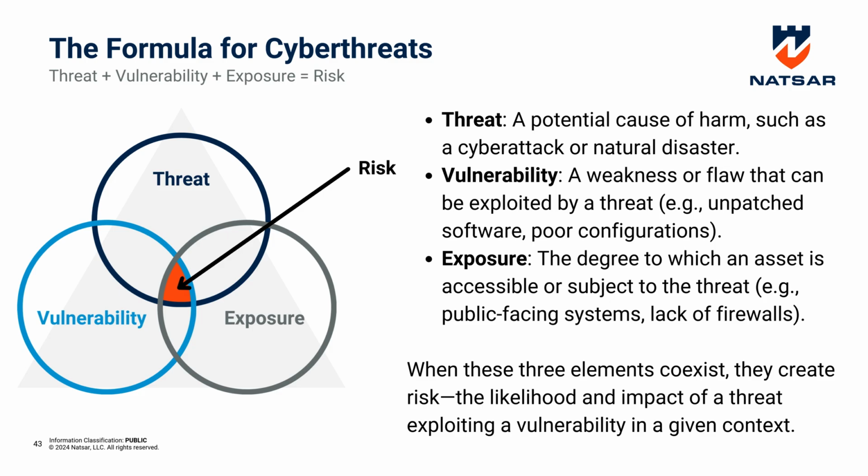So just purely for definitions here, I've got on the slide: a threat is a potential cause of harm, such as a cyber attack or natural disaster. Remember, even though we're talking about cyber threats, that could also be non-cyber attacks. So it could be power outages, it could be hurricanes or tornadoes or other natural disasters that all are risks to our organizations. A vulnerability, a weakness or flaw that can be exploited by a threat. Things like unpatched software or poor configurations, or in my previous example, a house poorly constructed in the middle of the forest. Exposure is the degree to which an asset is accessible or subject to the threat. So think about public-facing systems, lack of firewalls, so the car, whether it's in the garage or sitting outside. So this is how these three things, the threat, the vulnerability, and the exposure, all come together to give you the risk that you need to be concerned about and understanding how to mitigate.